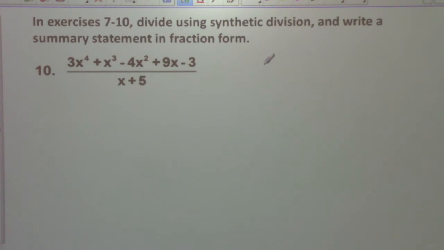And then you start with a box. I usually call this a synthetic division bracket. Then we can put -5 on the outside. And then you're gonna put 3, -4, and then you're gonna do 1, 9, and 3, -3. And then you're gonna bring down the 3.